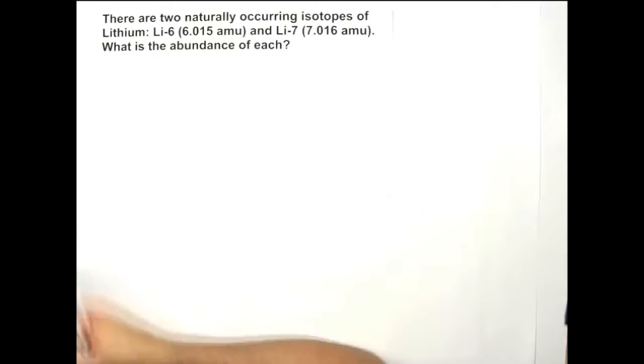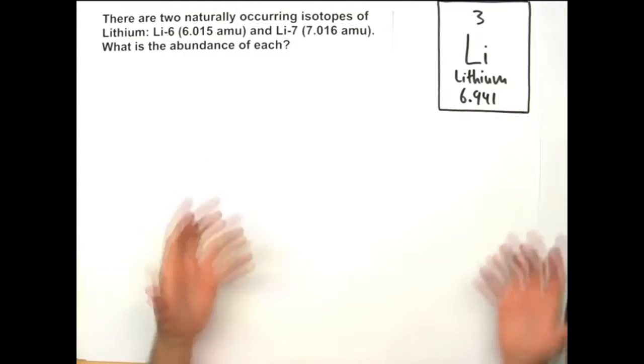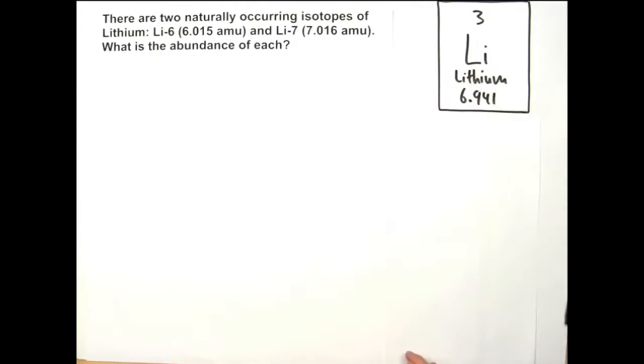How can we find it out? It's not given in the problem. We can look lithium up on the periodic table, and this number down here, 6.941, tells us the relative atomic mass for lithium. So that's the one other piece of the puzzle that we're going to need.